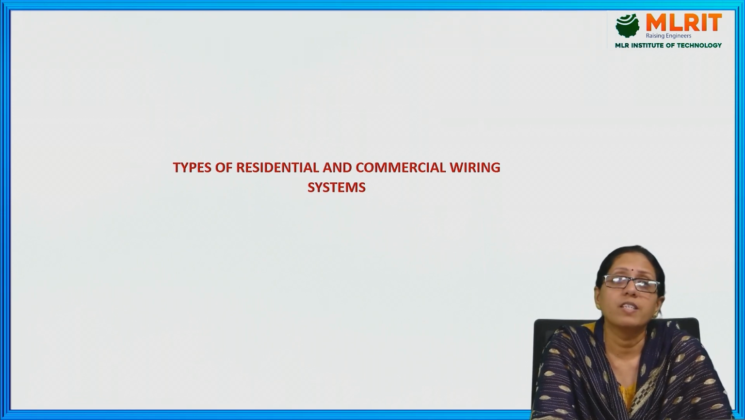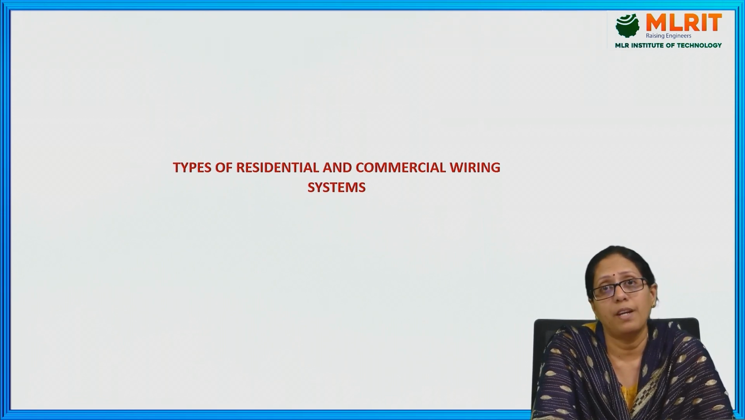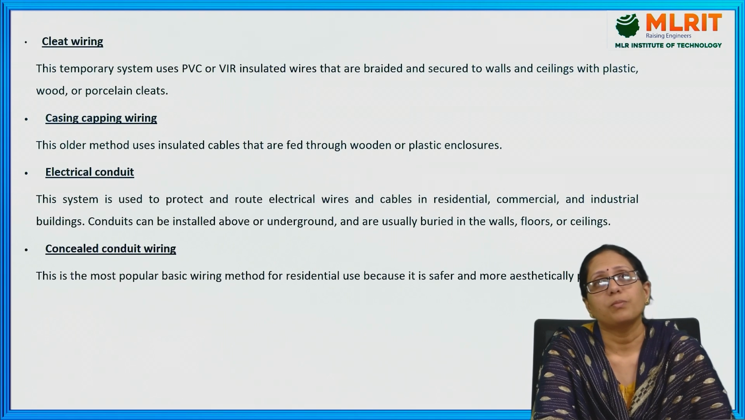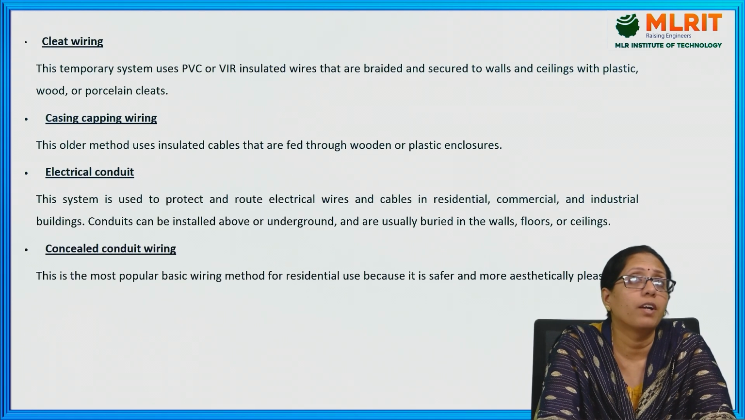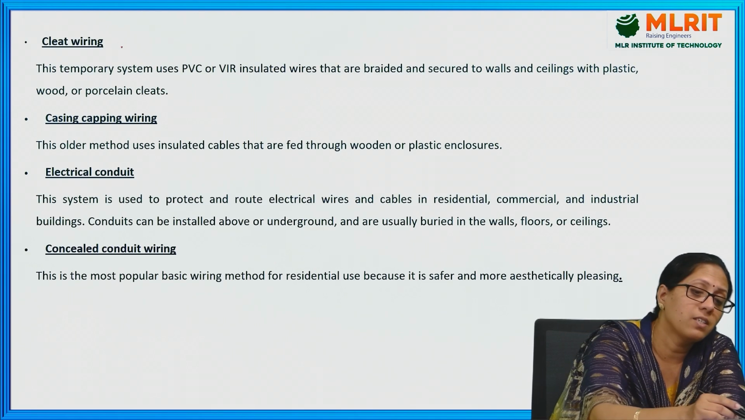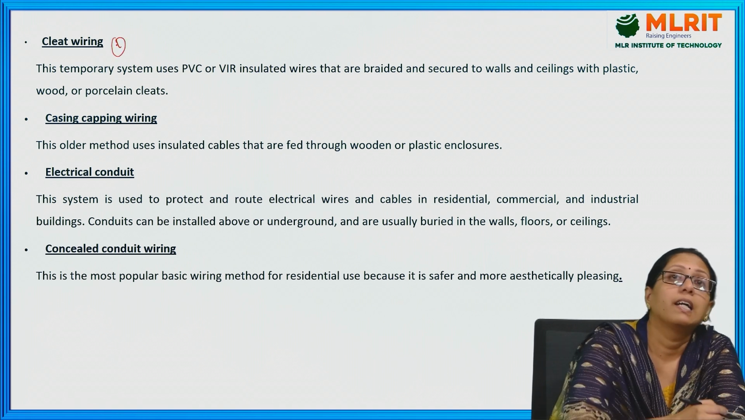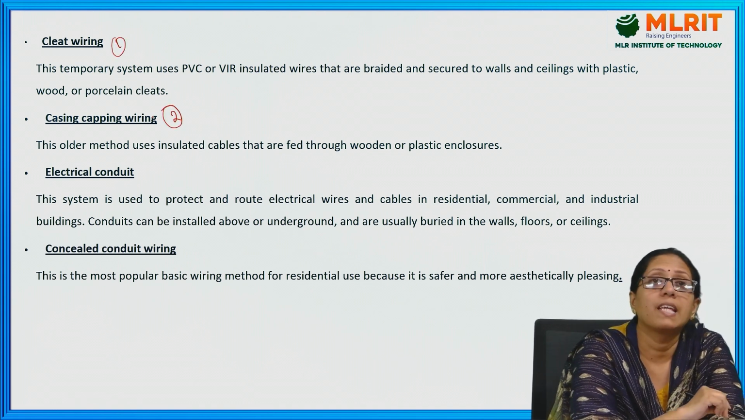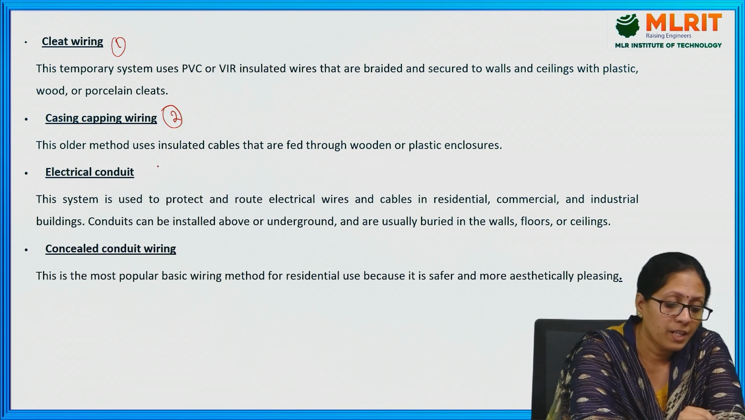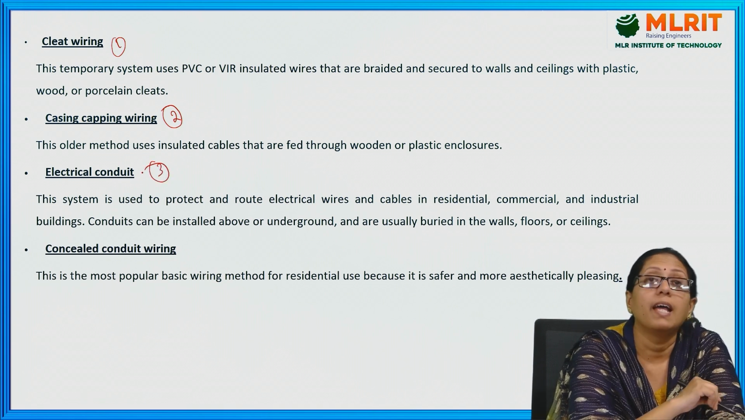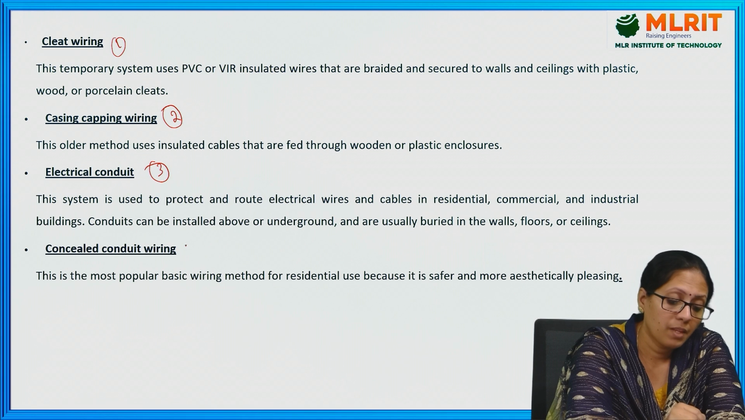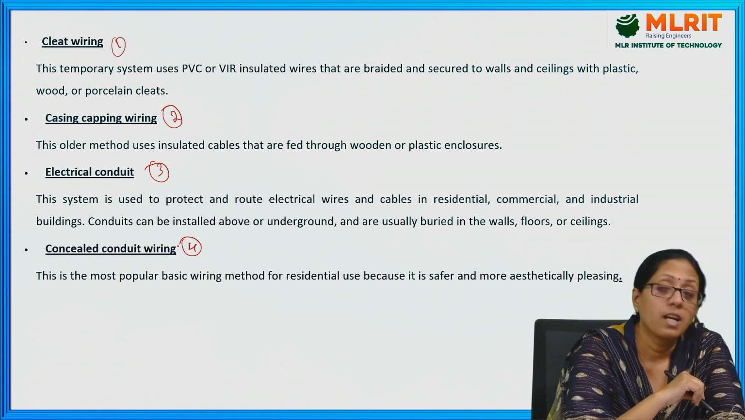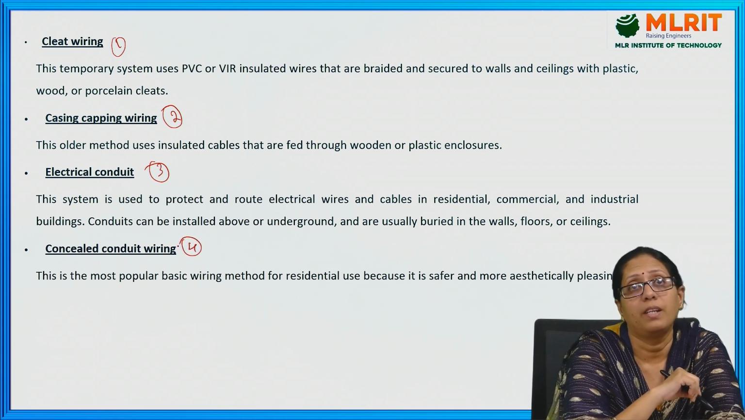Types of residential and commercial wiring systems. Here you can see 4 different types. As I said, the first one is cleat wiring. The second one is casing and capping wiring. The third one is electrical conduit, and the fourth one is concealed conduit wiring.